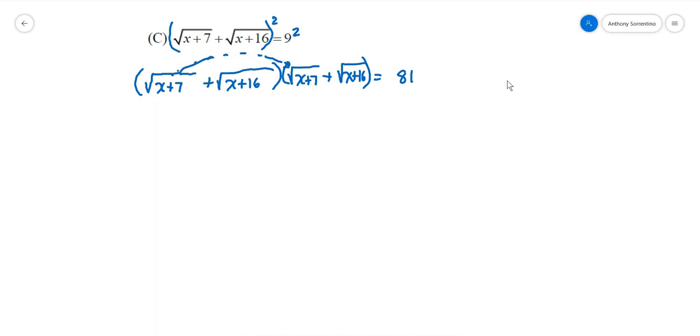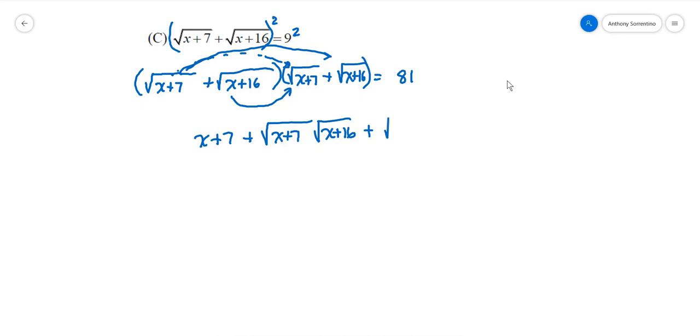The square root of x plus 7 times the square root of x plus 7 is like squaring a square root, so I'm going to end up with x plus 7. The square root of x plus 7 times the square root of x plus 16 is going to give me plus the square root of x plus 7 times the square root of x plus 16. The square root of x plus 16 times the square root of x plus 7 is going to give me another square root of x plus 7 times the square root of x plus 16.